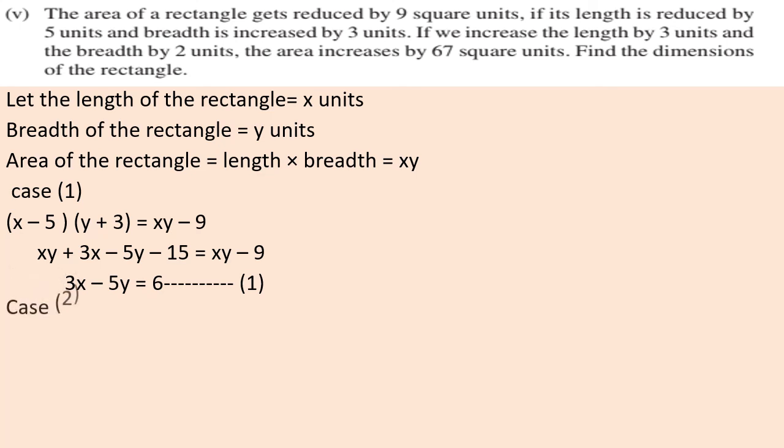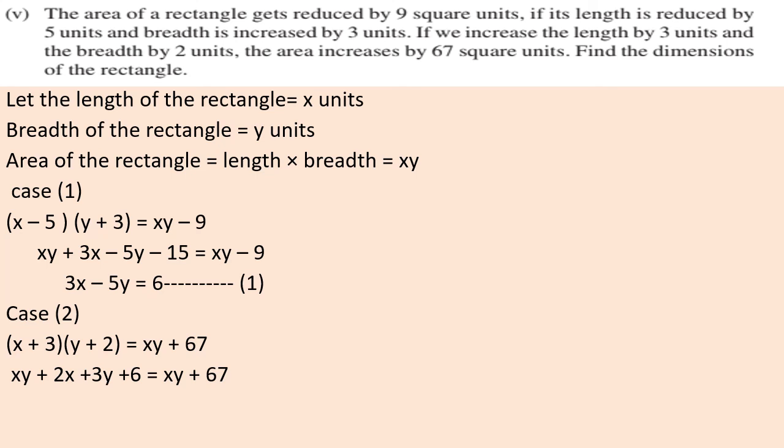Now in case 2, if we increase length by 3 units and breadth by 2 units, area increases by 67 square units. That is, x plus 3 multiplied by y plus 2 equal to xy plus 67. Now simplifying this, you are getting xy plus 2x plus 3y plus 6 equal to xy plus 67. Here also you can cancel the term xy. By simplifying, you are getting the equation 2x plus 3y equal to 61. Number the equation as equation number 2.